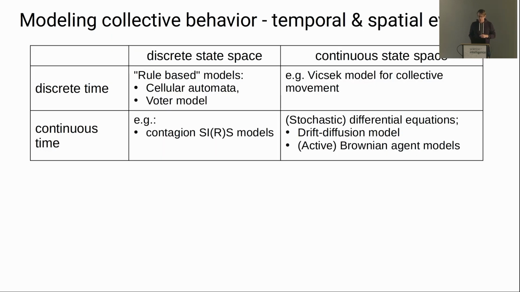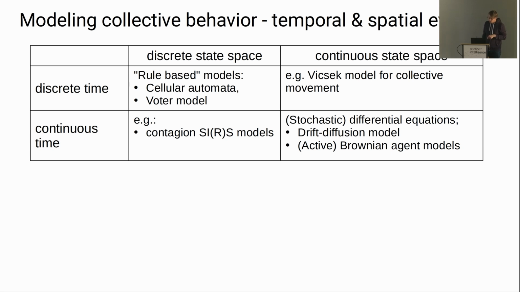But there are also other aspects that you may consider when modeling collective behavior. The important part is, how do you actually describe the temporal and the spatial evolution? What is your state space, for example? And there you can basically subdivide all existing models of collective behavior, and I will discuss some of them later, into whether they have discrete time or continuous time, or whether they have discrete state space or continuous state space.